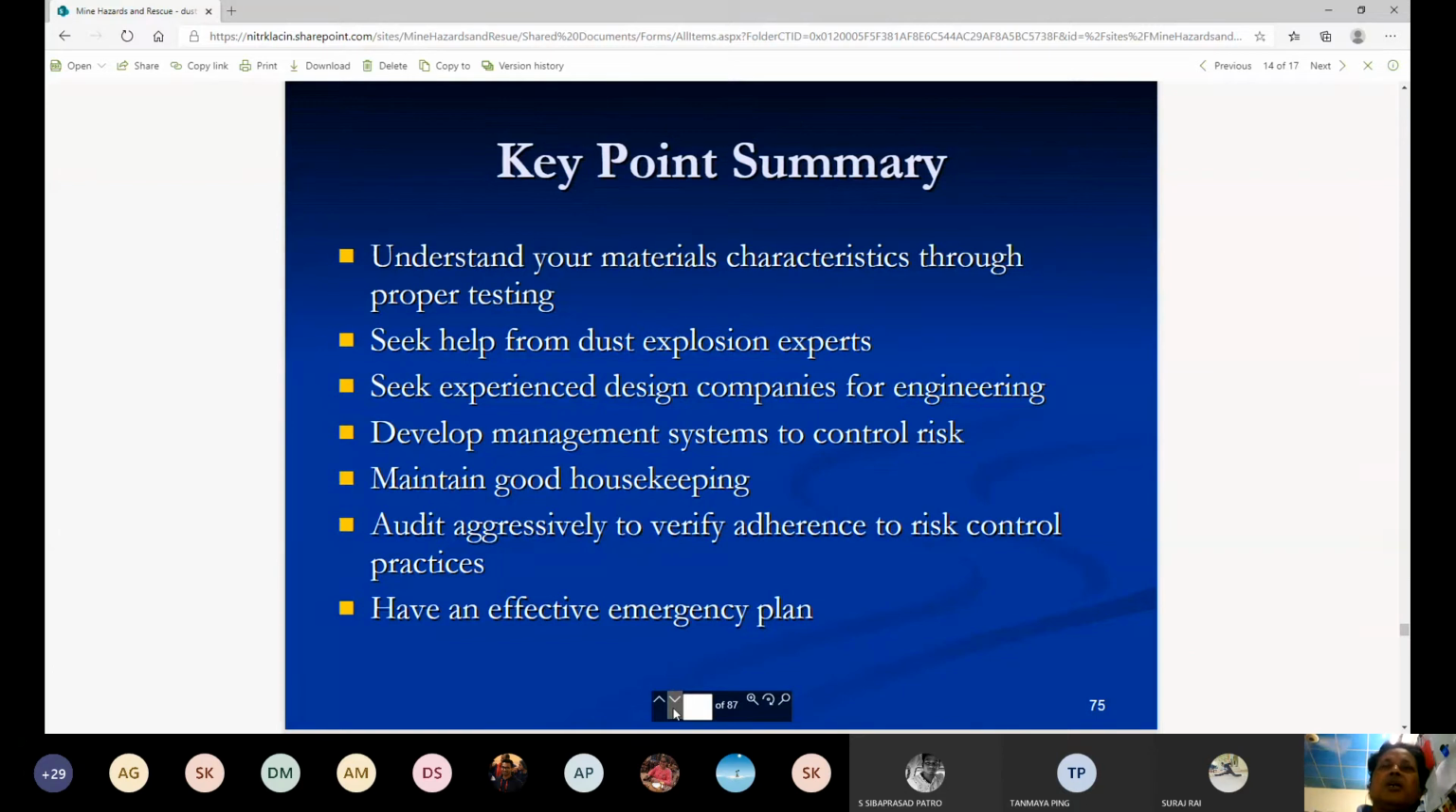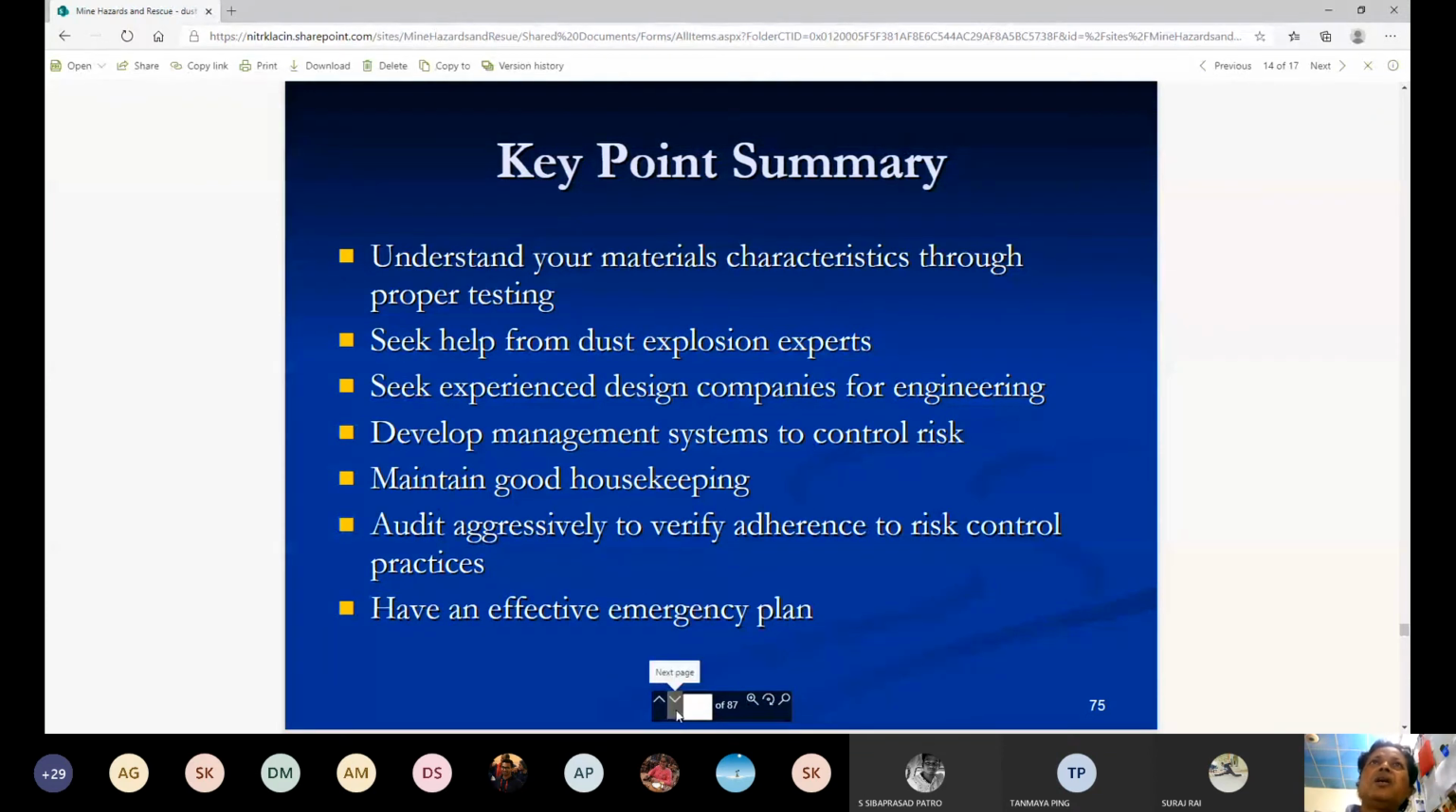So summary, at the end, you have to understand your material's characteristics through proper testing. With the help of your test apparatus, the Hartmann test apparatus, you can test your coal dust in your laboratory. Seek help from dust explosion experts. Seek experienced design companies for engineering. Develop management system to control the risk. Maintain good housekeeping. Dust should not be there in the atmosphere. Then audit regularly.